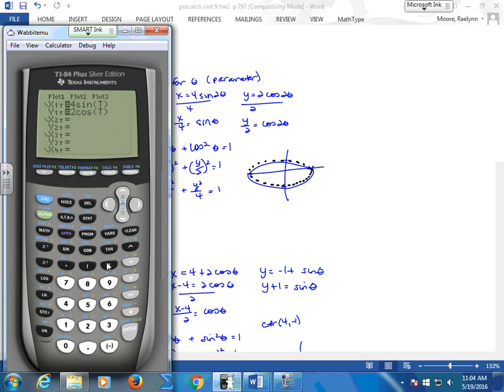360. So we're going to set our window to go from 0 to 360. We don't want to set our step too small, because it's going to take a really long time to get there. So maybe we'll go 15 degrees. Remember, this is in degrees. It's working better over here.